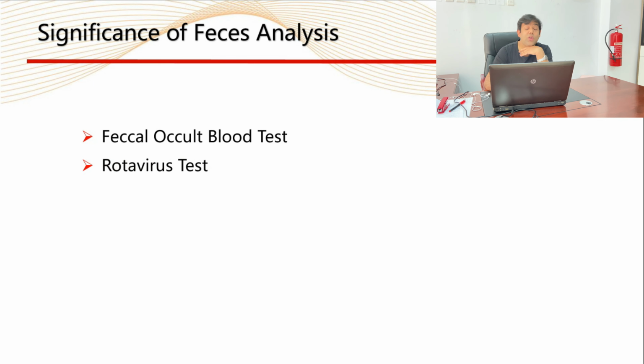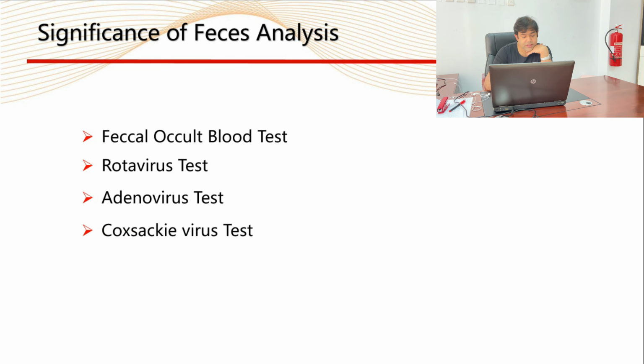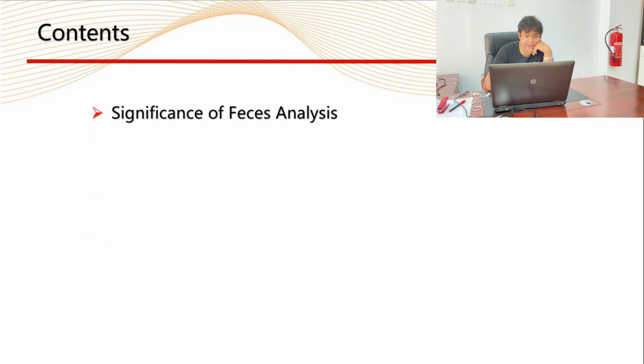Next, the rotavirus test, which is for diagnosing infantile enteritis. Next, the adenovirus test, for diagnosing infantile enteritis. Next is the Coxsackie virus test for diagnosing hand, foot, mouth disease, and the Helicobacter pylori test. This test is used to diagnose chronic gastritis, alimentary tract ulcer, gastric adenocarcinoma. So these are the significance.